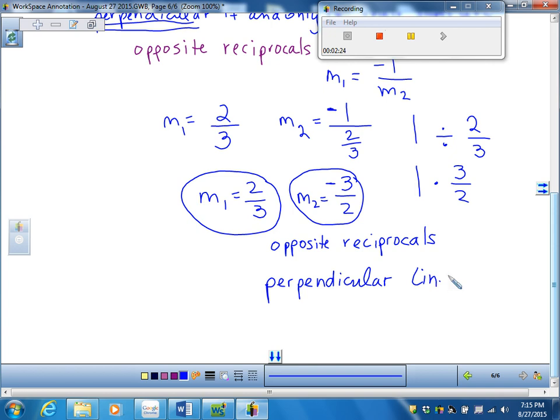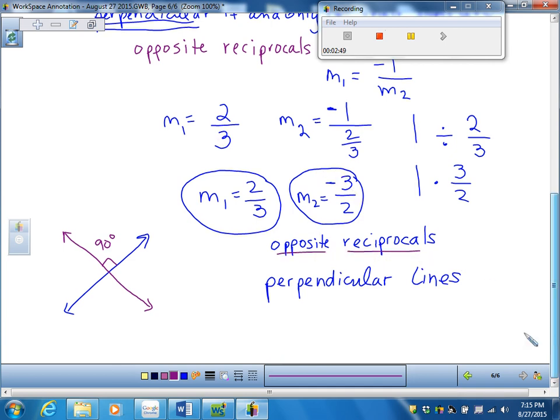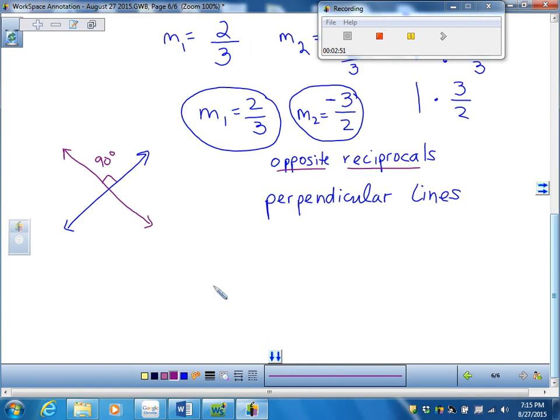And from geometry, you should remember that perpendicular lines are two lines that intersect and they form 90-degree angles. So perpendicular lines will form 90-degree angles. Why? Because their slopes are opposite reciprocals. Okay, so that's talking about slopes.